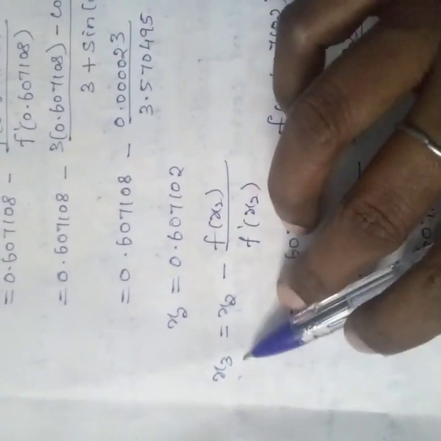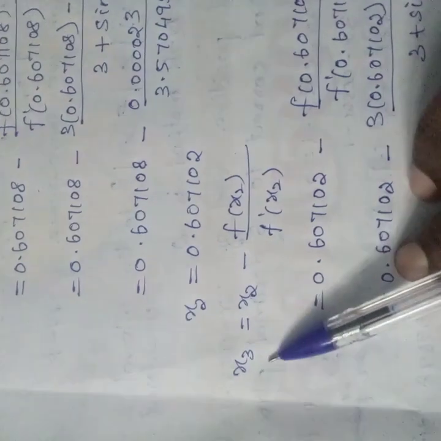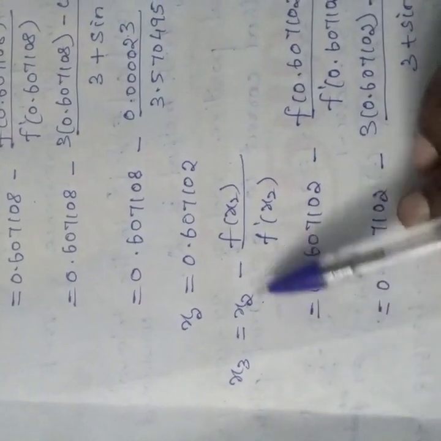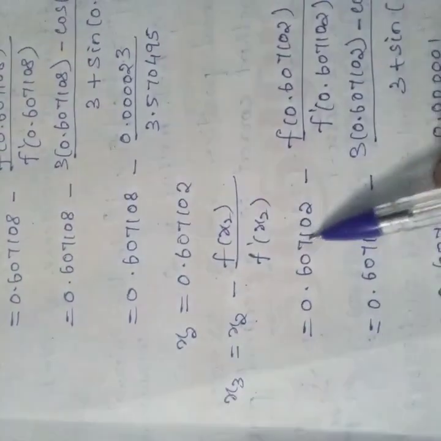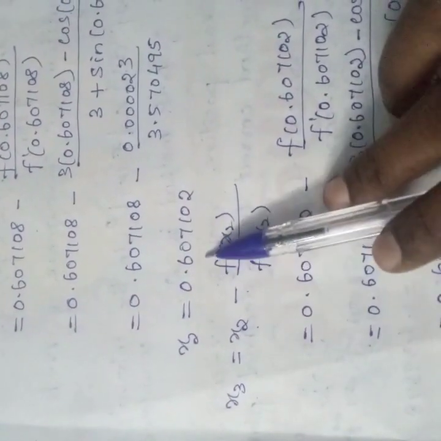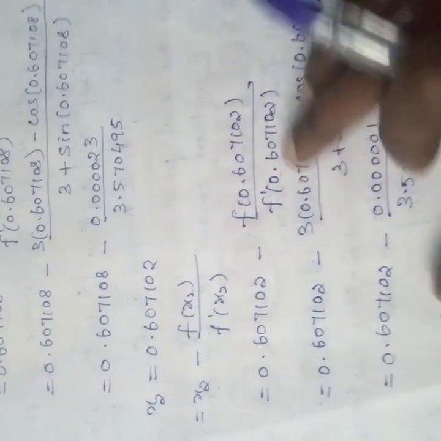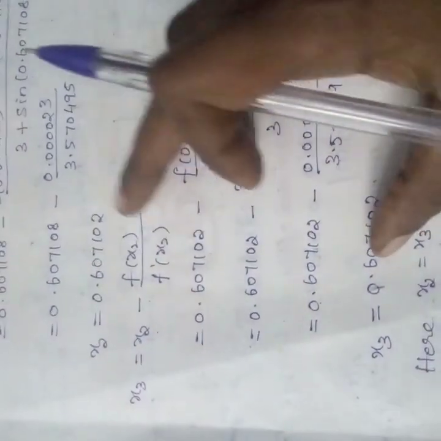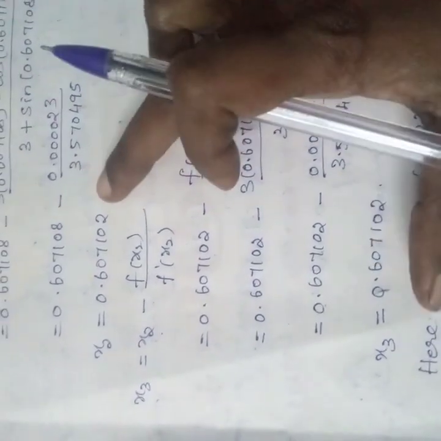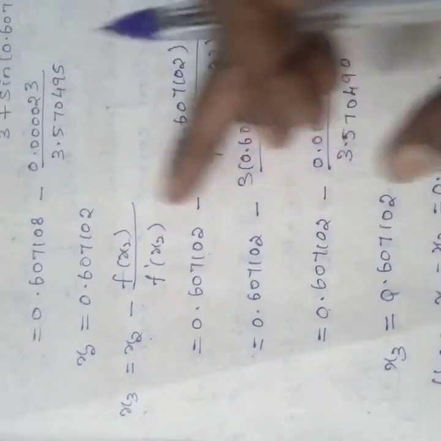Next let us find x3. x3 means n value is 2. So x3 is equal to x2 minus f of x2 by f dash of x2. Now substitute the x2 answer here, x2 is equal to 0.607102. Again the same process is repeated: f of x2 divided by f dash of x2. Again on calculation, we get the same answer as in the previous iteration, that means x2. So here x2 and x3 are the same answers.